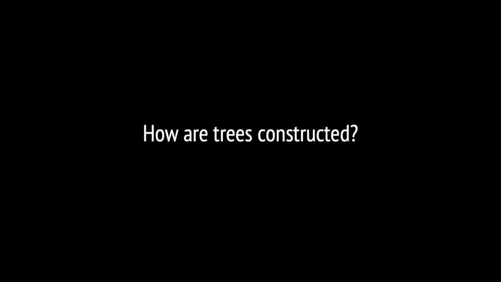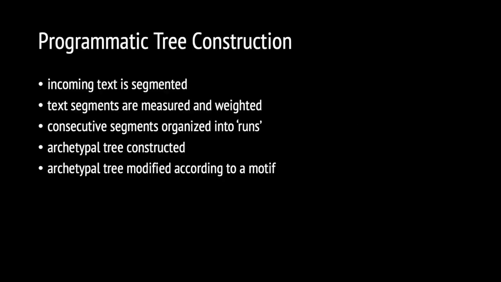So this begs the question, how are these trees constructed? Well, there are 2 ways. The first way is via programmatic tree construction. Here, incoming text is segmented into tokens. The typographical metrics of each of those tokens are measured, and each token is assigned a weight based on its relative importance. Consecutive tokens of the same weight are organized into a run. The set of runs that make up the text phrase are then used to construct an archetypal tree. Finally, this tree is modified based on a particular motif.